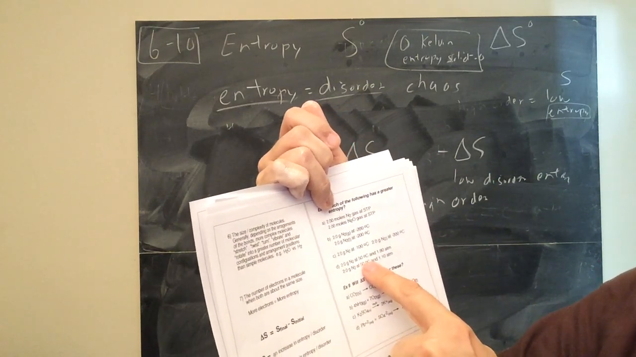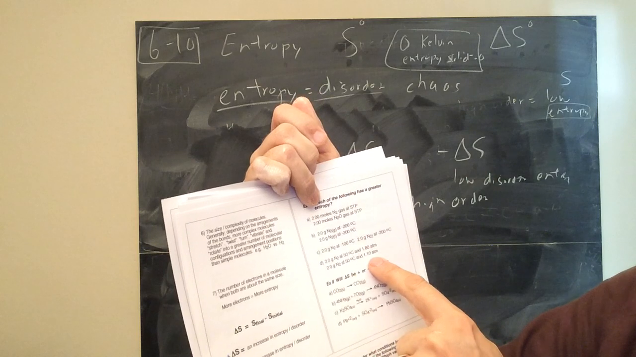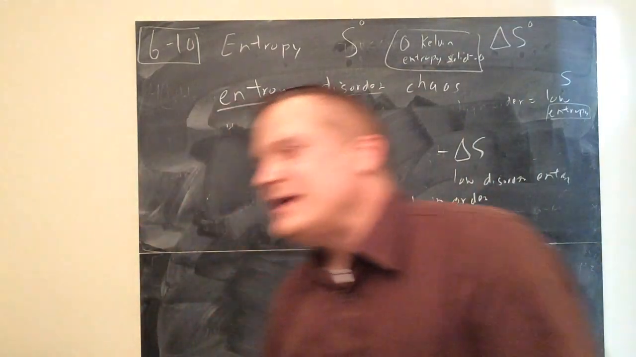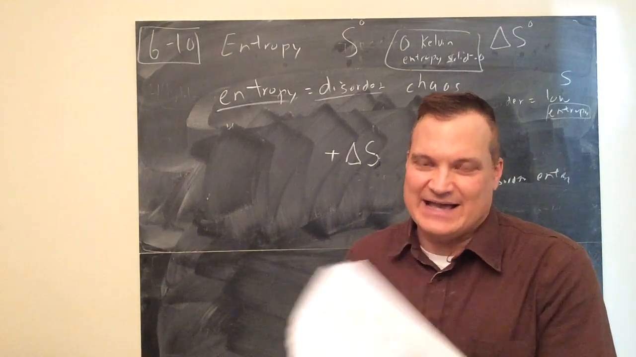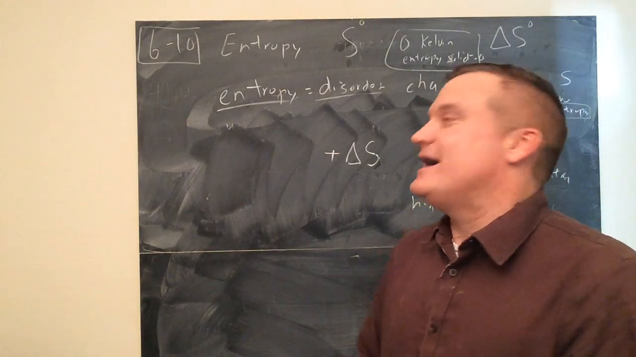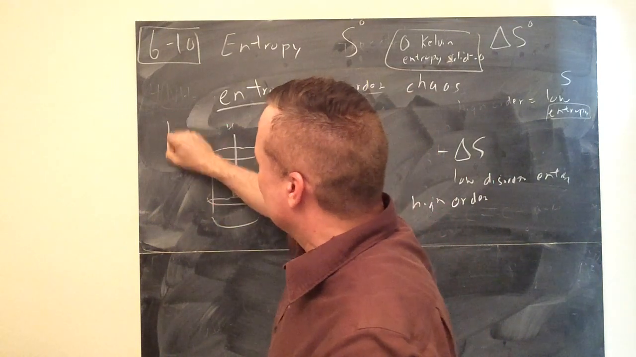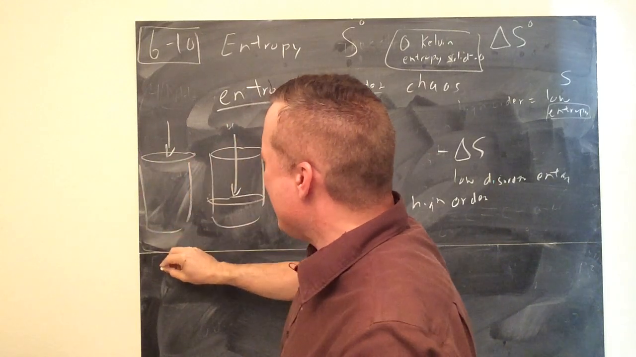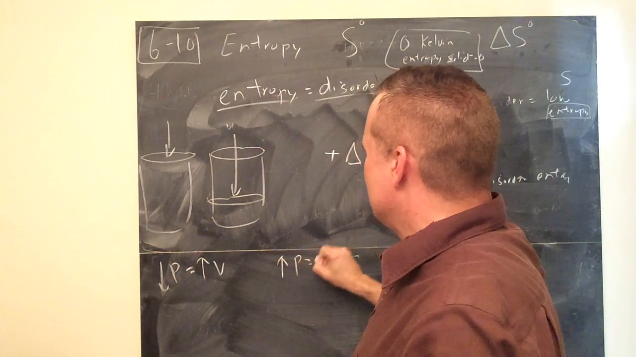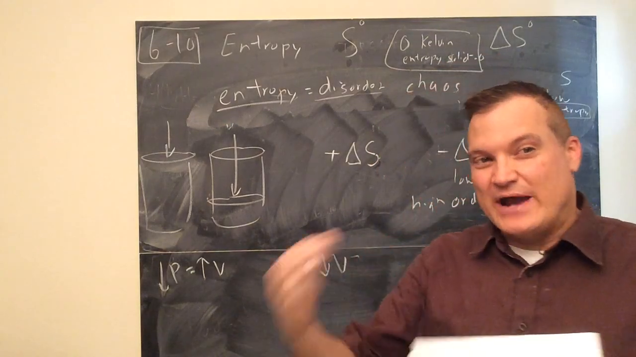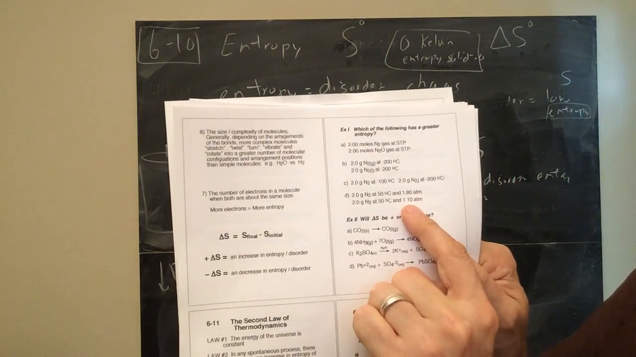D, 2 grams of nitrogen at 50 Celsius and 1.80 atmospheres, or 2 grams at 50 and 1.10 atmospheres. It should have said gas for this one. Think about the gas law chapter. Having a high pressure means you have a low volume, or having a low pressure means you have a high volume. So low pressure, high volume, or high pressure, low volume. So where is there more entropy? A greater volume. That means a lower pressure. So the one with the lower pressure, 1.10 atmospheres, would have higher entropy.